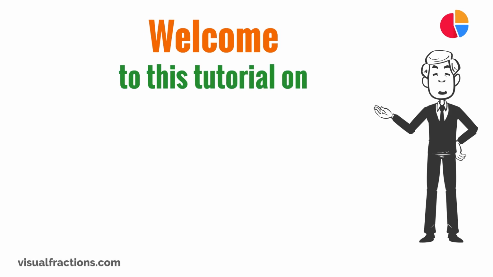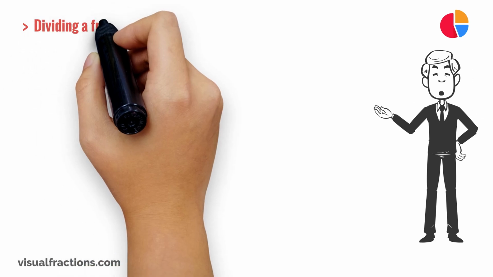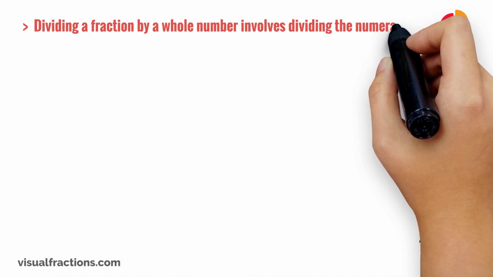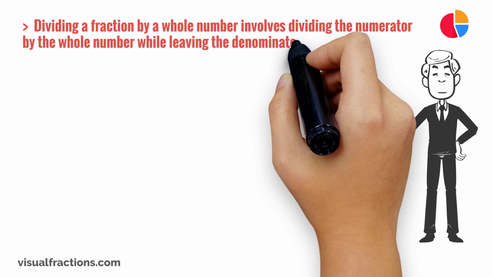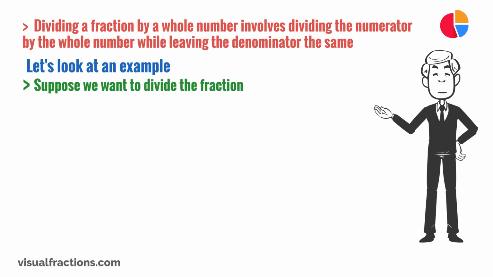Welcome to this tutorial on how to divide fractions by whole numbers. Dividing a fraction by a whole number involves dividing the numerator by the whole number while leaving the denominator the same. Let's look at an example. Suppose we want to divide the fraction 2/3 by the whole number 4.